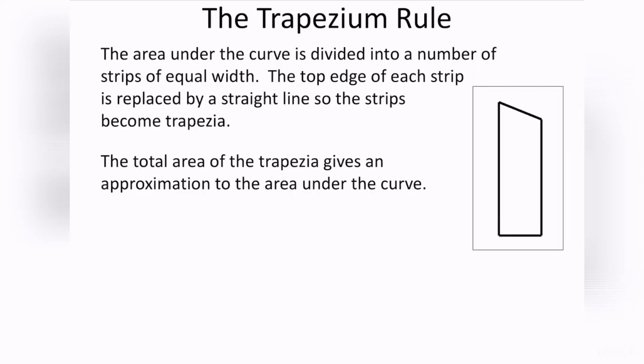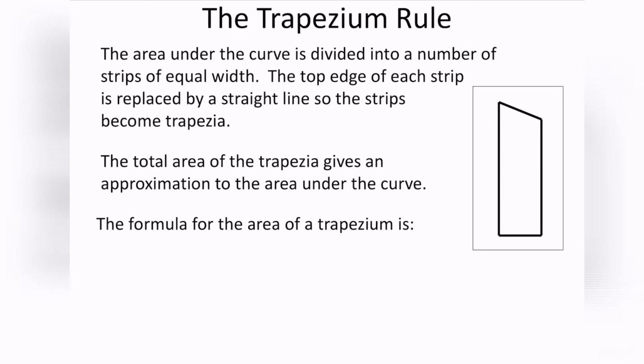Okay, and the total area of the trapezia gives an approximation to the area under the curve. So basically, we will have a number of trapezia, and when we add them, the total sum for the area of the trapezia will give us approximately the total area under the curve.